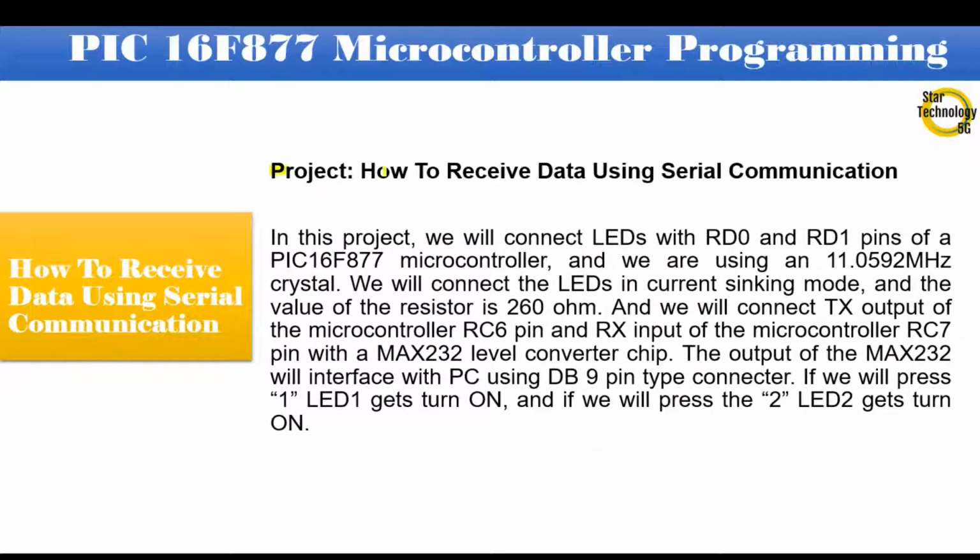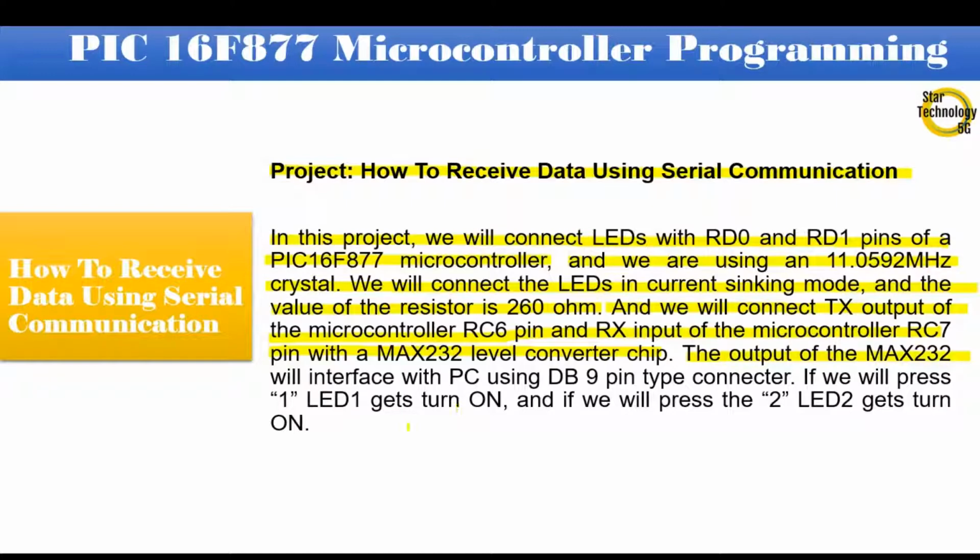Project: How to receive data using serial communication. In this project, we will connect LEDs with RD0 and RD1 pins of a PIC16F877 microcontroller, and we are using an 11.0592 MHz crystal. We will connect the LEDs in current sinking mode, and the value of the resistor is 260 ohm. And we will connect the TX output of the microcontroller, RC6 pin, and the RX input of the microcontroller, RC7 pin, with a MAX232 level converter chip.